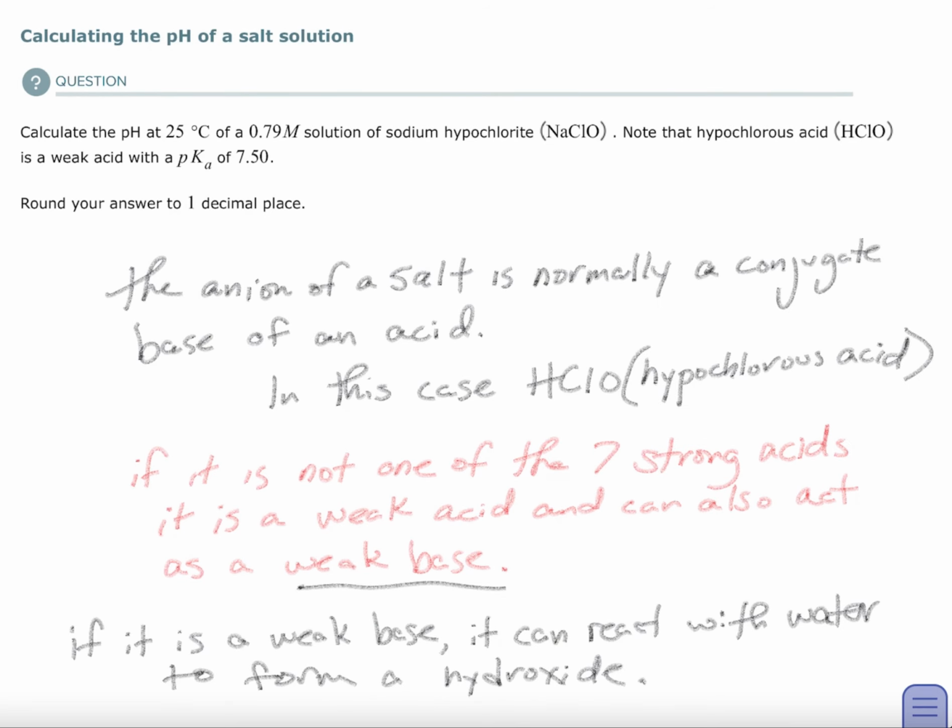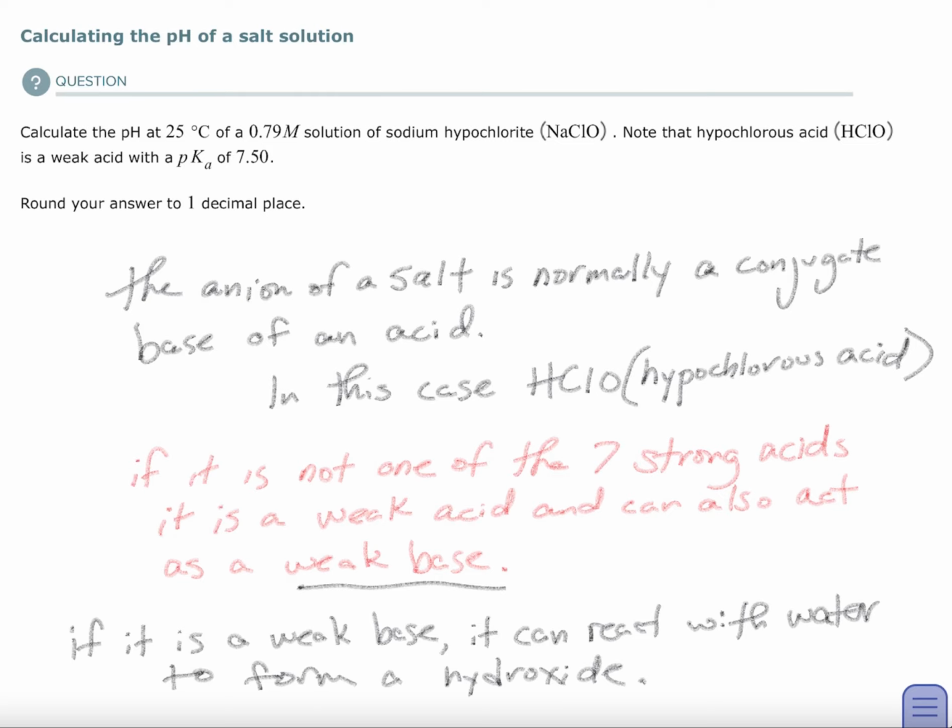Okay, so a salt is a cation and an anion. And that anion could have a hydrogen in front of it. So almost every anion of a salt could be the conjugate base of an acid. And if it is, then it's either the conjugate base of a strong acid, which would completely dissociate, or the conjugate base of a weak acid. And if it is a weak acid, then that conjugate base could also act as a base.